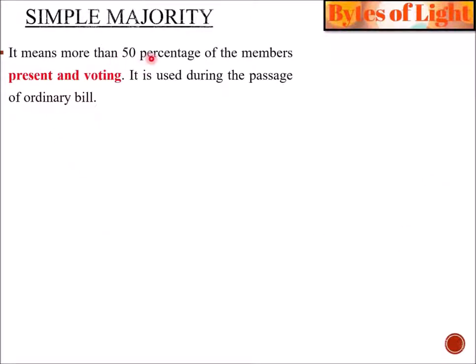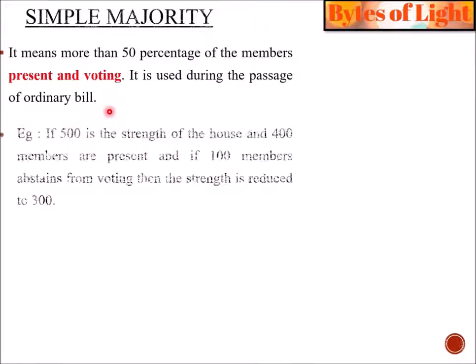Coming to the next type, simple majority. It means more than 50% of the members present and voting. It is used during the passage of the ordinary bill. That is 50% of the members present and voting. Let's see an example.